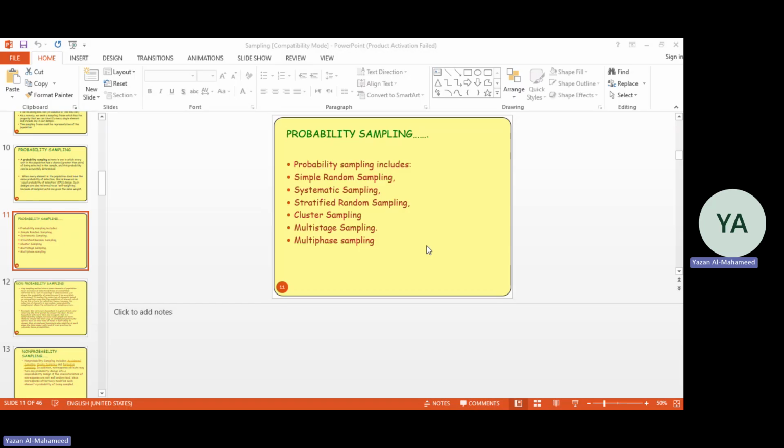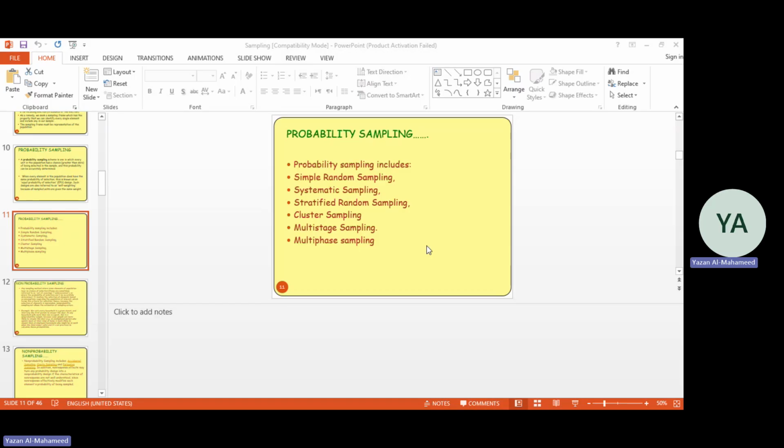In the last video, we talked about non-probability sampling, and we started the new introduction. We introduced non-probability sampling plus probability sampling. We started with the first type of sampling, which is simple random sampling, and we move on now to the second type, which is stratified random sampling.